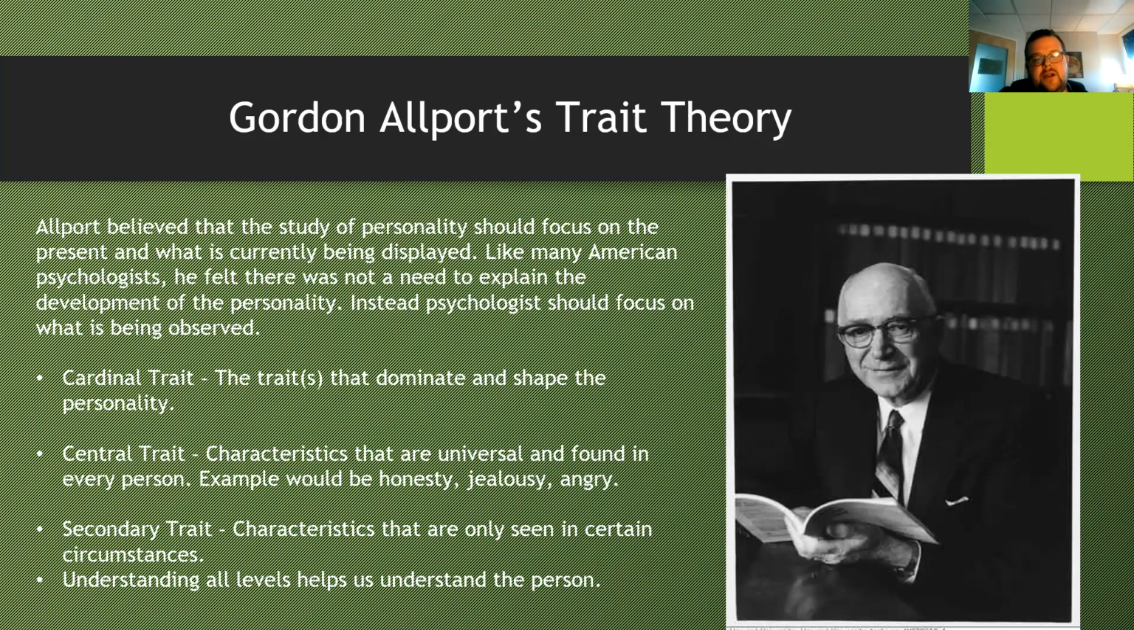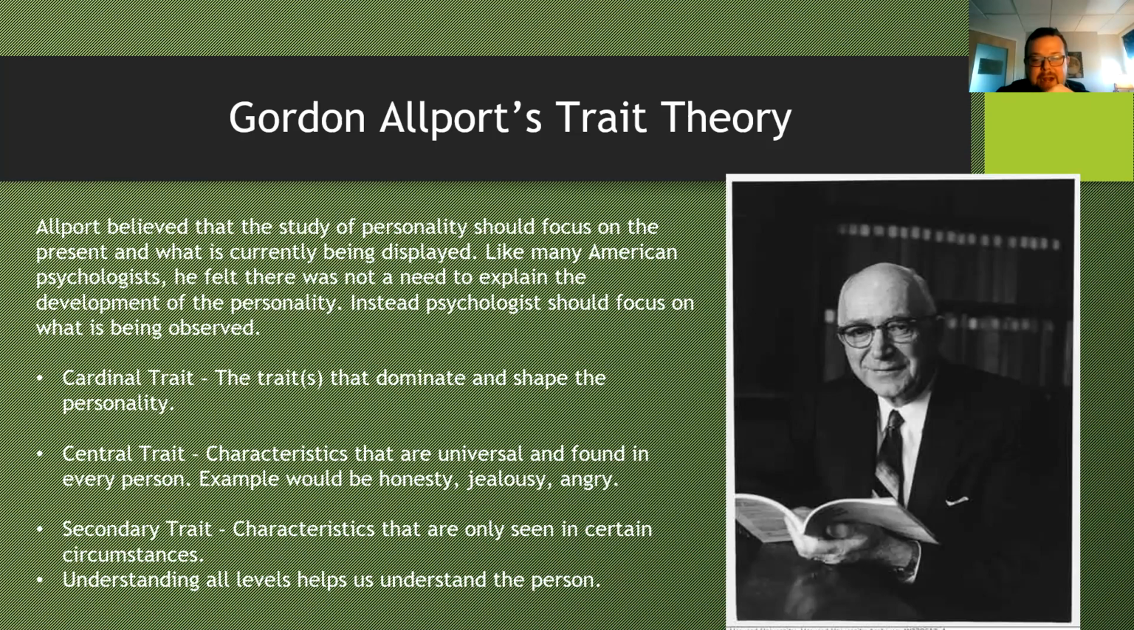Central traits are characteristics that are universal and found in every person. And typically, central traits are going to be emotion-based. So what we have could be honesty, jealousy, and anger. So central traits also can become a state depending on if we want to use that language, meaning that those traits are going to be coming up situationally. Secondary traits, again, are going to be seen only in certain circumstances.